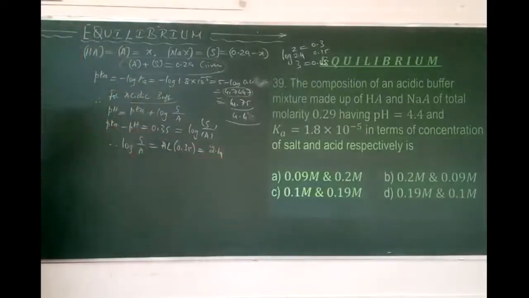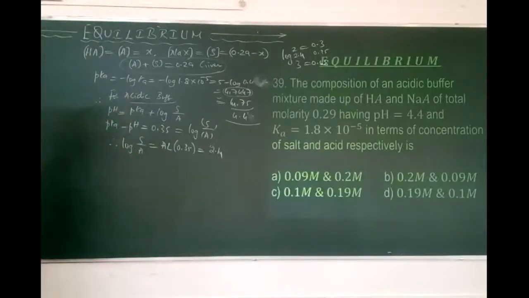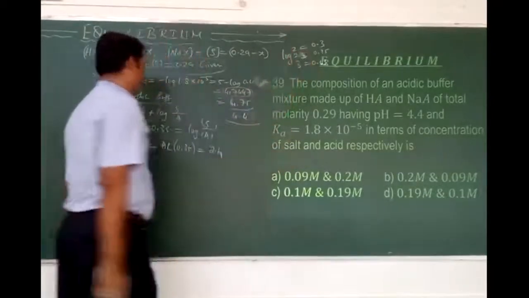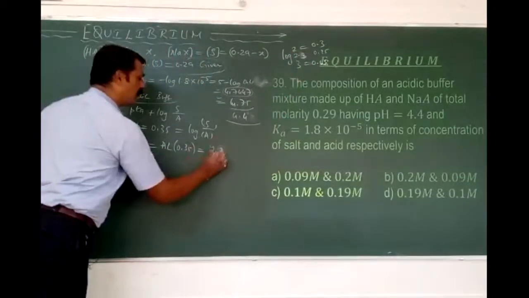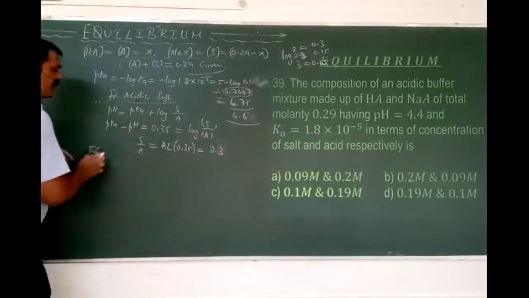It is the antilog of 0.35, though not exactly that. 2.5 means 0.39, so it is approximately 2.3. Let us assume that as 2.3. So therefore, S by A is equal to 2.3.